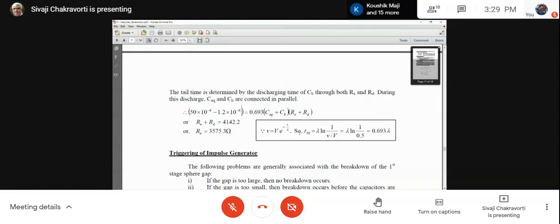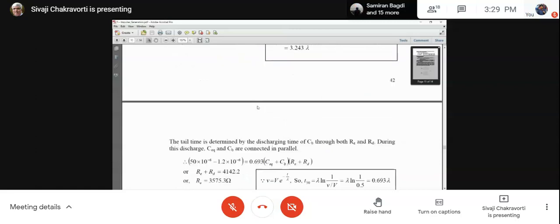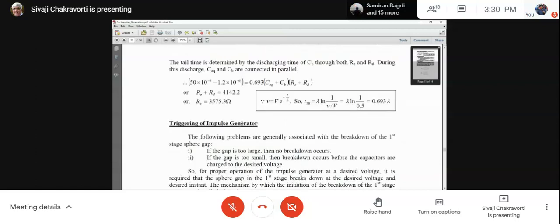It is equal to 0.693 into lambda, and lambda is R into C, which comes from the approximate equivalent circuit. And we get RE plus RD is equal to 4142 ohm. So RE is 3575 ohm. You can see RD is 566 ohm, RE is 3575 ohm, so it is 7 times greater than RD. So this is how a computation can be done.